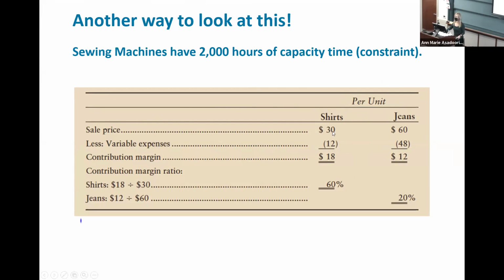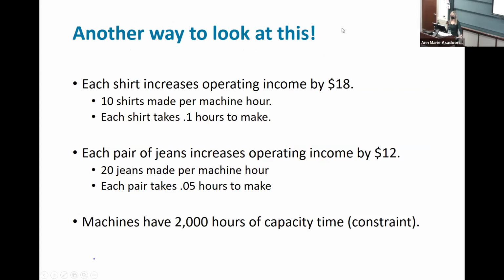Again, first you're going to have to calculate the contribution margin, either per unit and ratios. And you know that without a constraint, shirts are where I'm making the most money, right? But what I also know is that I don't want to look at contribution margin per unit. I want contribution margin per machine time, right? In this case, it's going to be hours. So here's the tricky thing that I'm telling you to look for here.